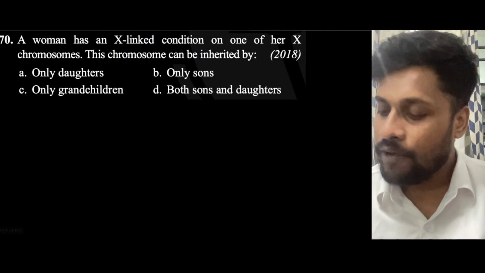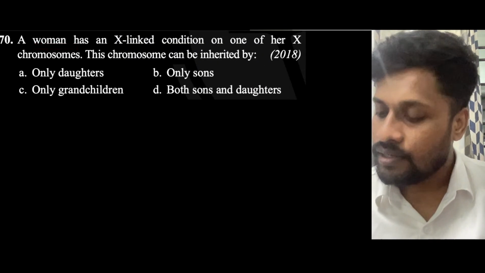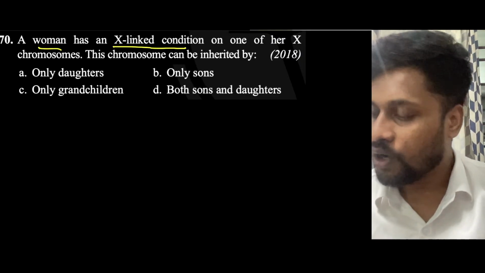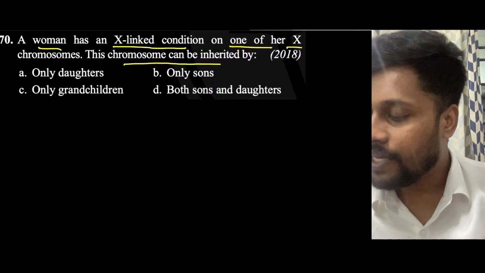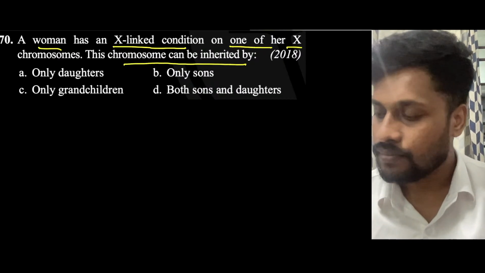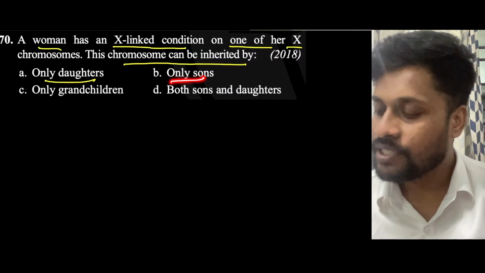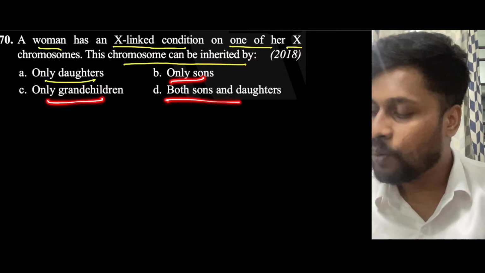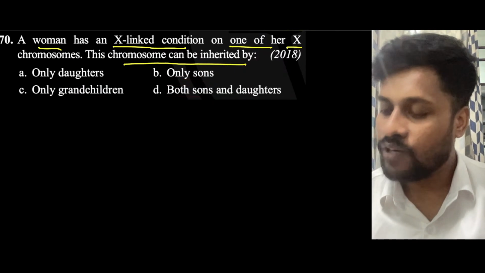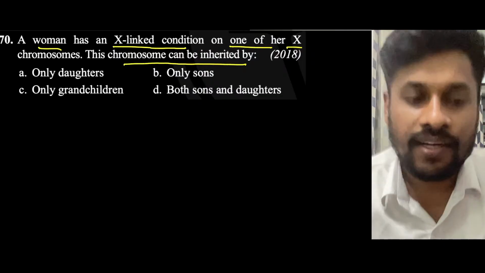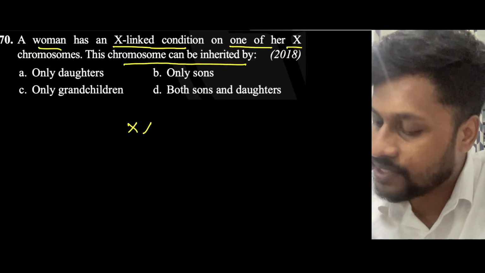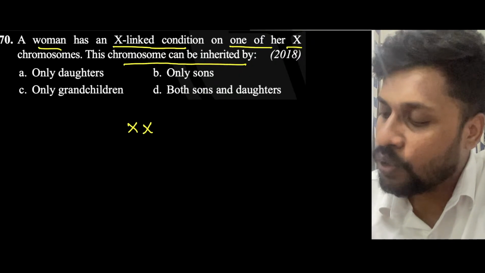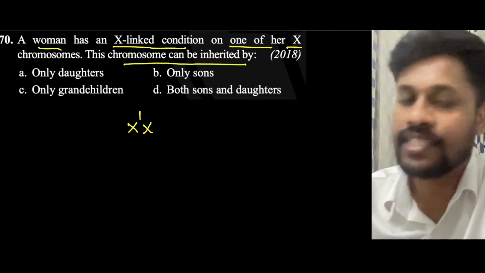Now 70. A woman has an X-linked condition on one of her X chromosome. This chromosome can be inherited by only daughters, only son, only grandchildren, both sons and daughters. Guys, what will be the answer here? It's a very simple question, right? So here they have mentioned women. Women mean XX has X-linked condition on one of her X chromosome, which means X dash X.